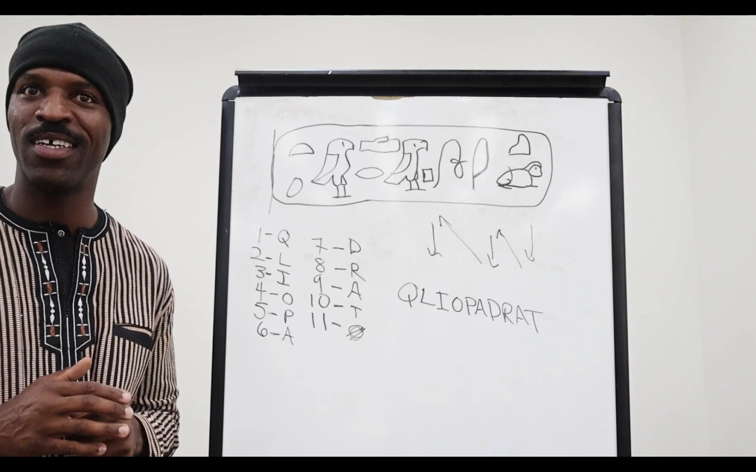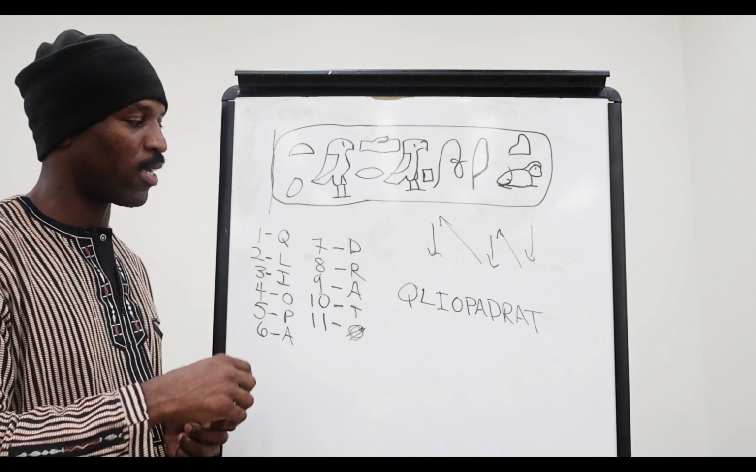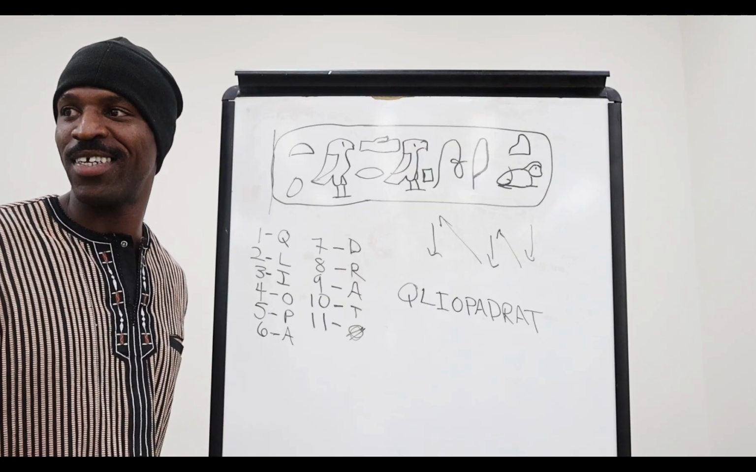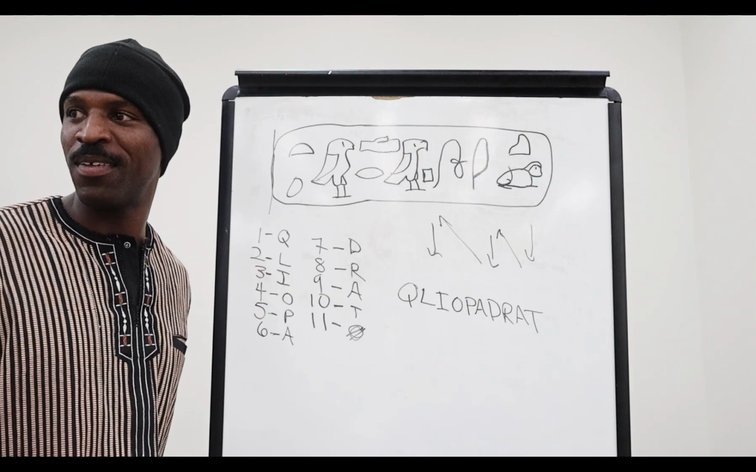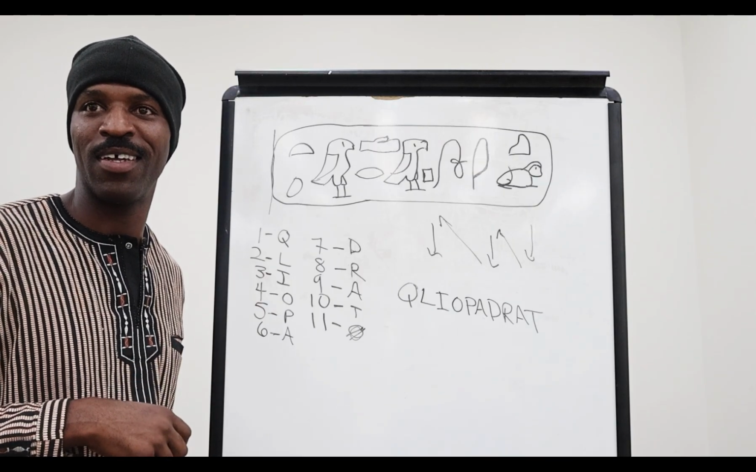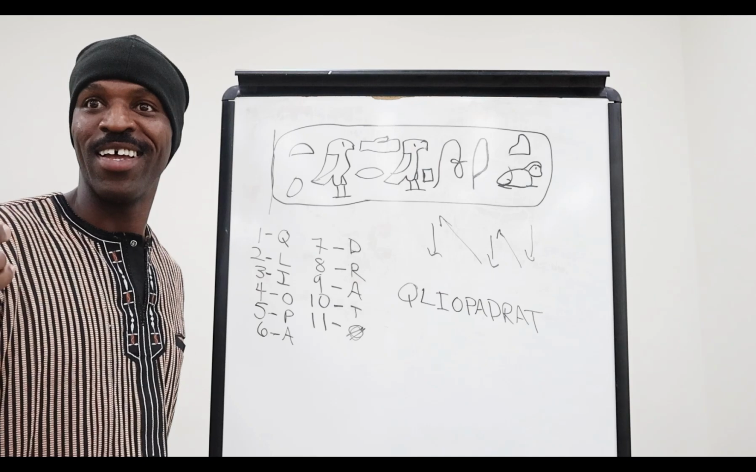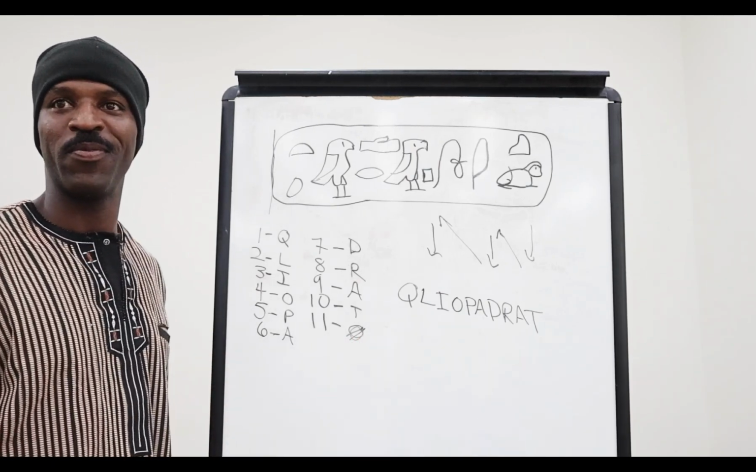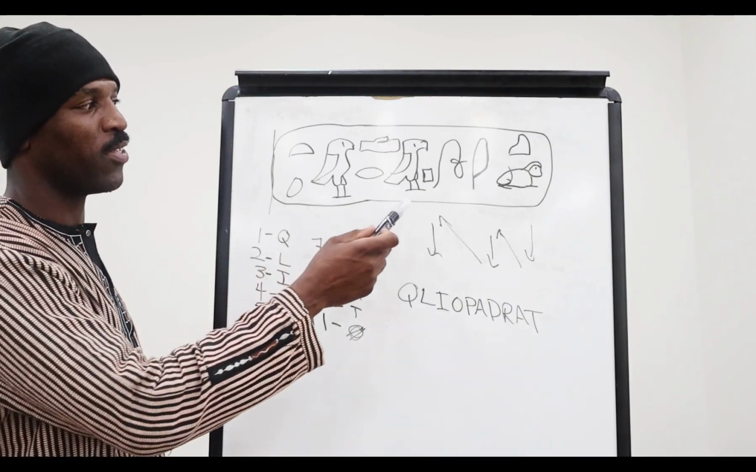The Q is not silent. No, the Q is pronounced like a K. So what name do you think it is? Have you ever heard the name before? It's similar to Cleopatra. That's right. That's what it is. This is Cleopatra's name. That's how they spelled it out.